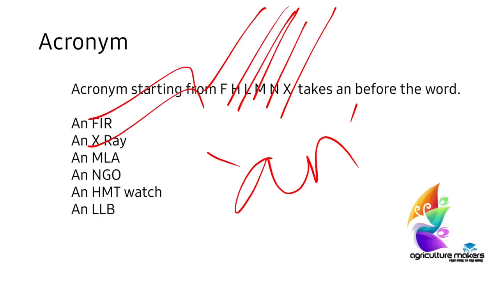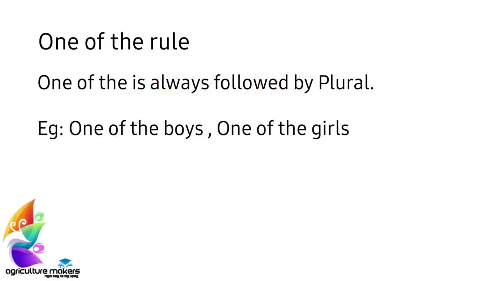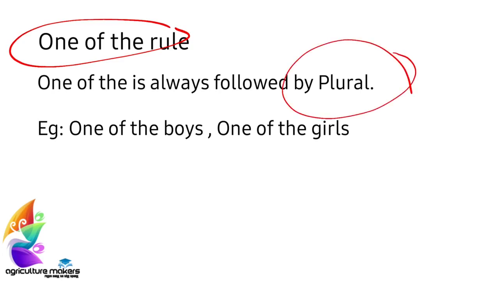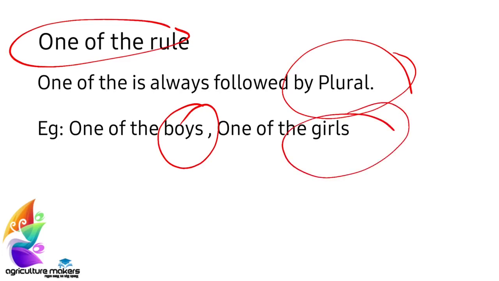And next we are going to see one of the rules. Yes, we are going to see what should be done while using the term one of the. Yes, one of the is always followed by plural. Yes, it should be one of the boys and one of the girls, and it is not one of the boy or one of the girl. So wherever you see one of the, you have to check for the plural. Okay.